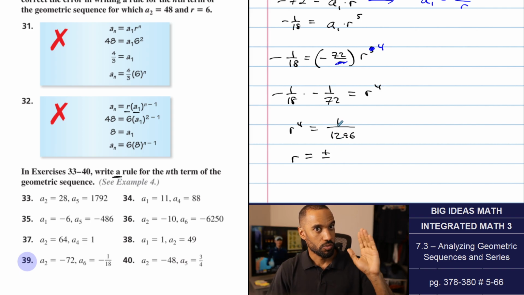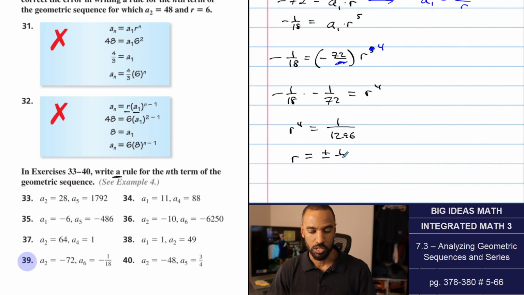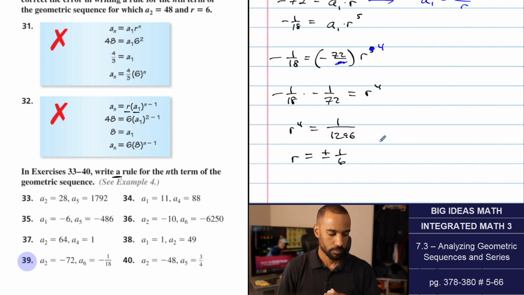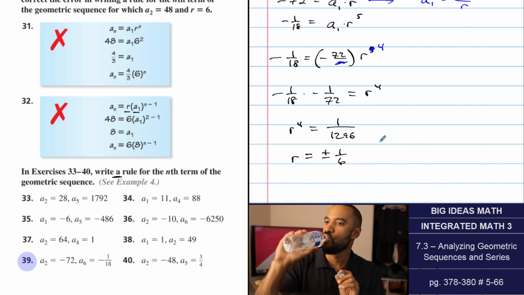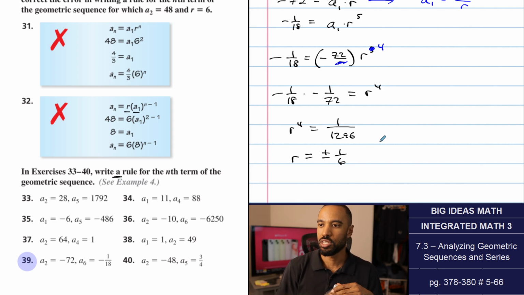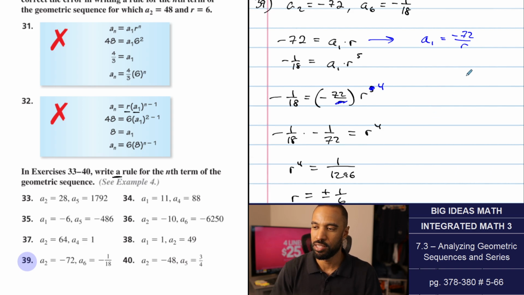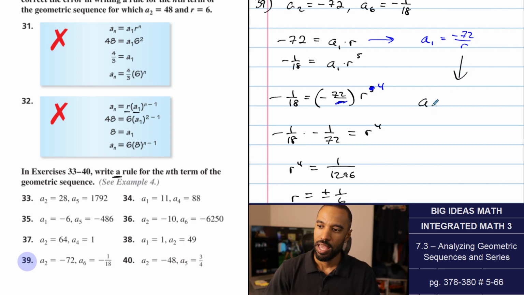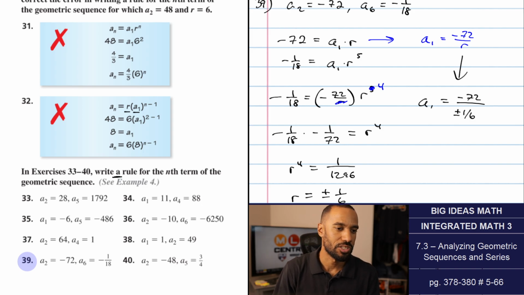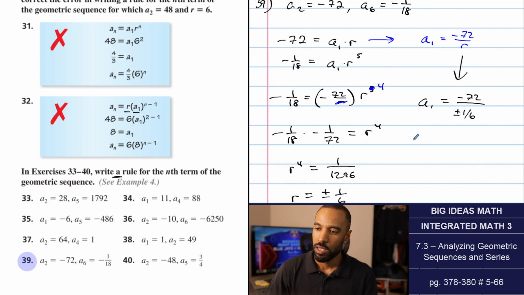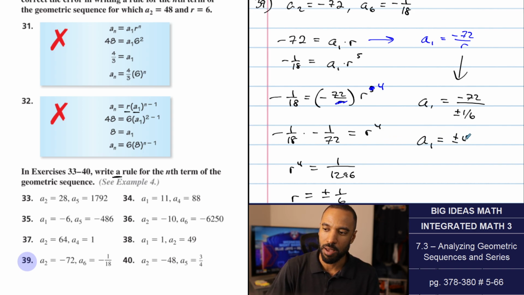And that should be 6. So 1/6, plus or minus 1/6. Now there's a plus or minus involved given the even root that we're taking. If we substitute 1/6 into this, a sub 1 is negative 72 over plus or minus 1/6. Remember that dividing by 1/6 is the same as multiplying by 6. And 72 times 6 is 432. So a sub 1 is plus or minus 432.